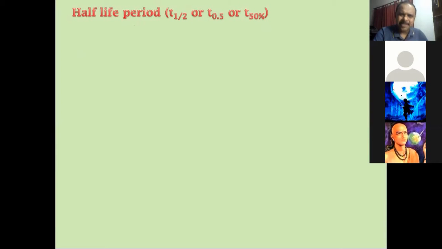Fossil. That means radioactivity, no? Yes, sir. Right. Half-life period, T half or T 0.5, T 50% are the symbols, but we use T half most often in all the books. So half-life period is the period where life becomes half.